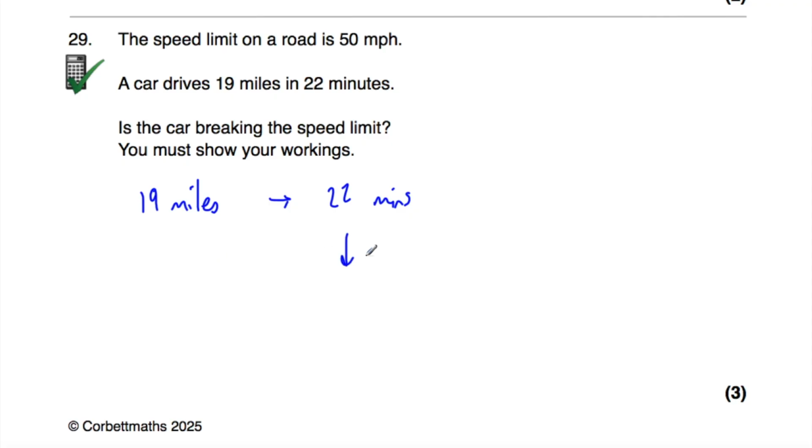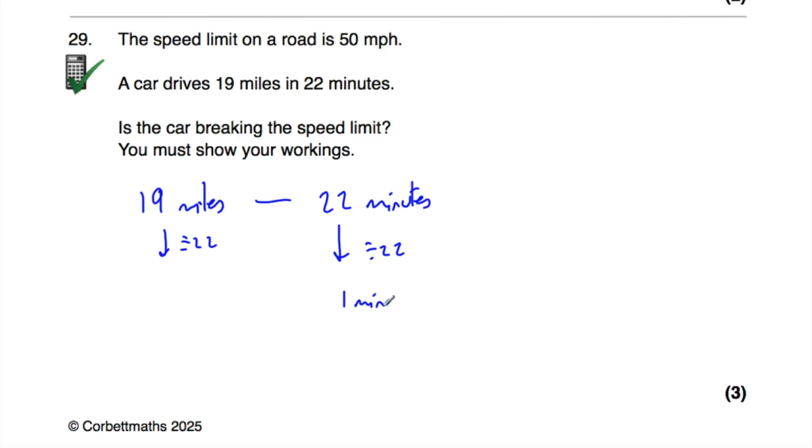So let's divide by 22 and divide by 22, because that would tell us how many miles in 1 minute. So 22 minutes divided by 22 is 1 minute. So that's how far you travel in 1 minute. And if we do 19 divided by 22, that's equal to 0.8636363 and so on. Now that's in 1 minute.